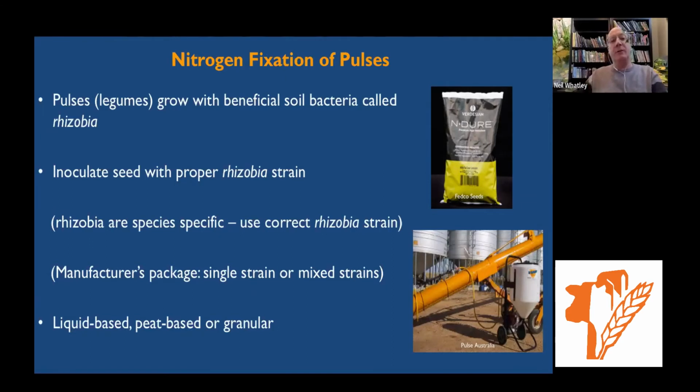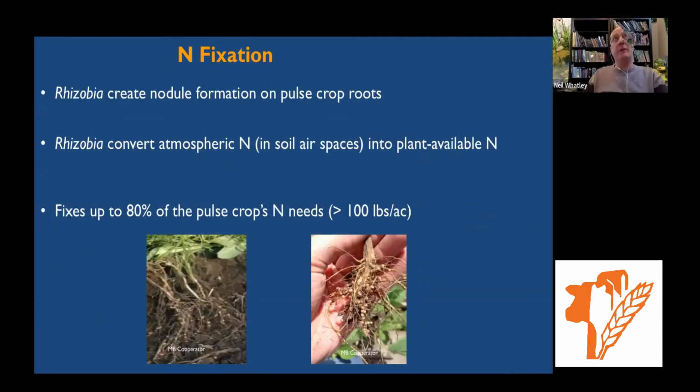Pulses, like all legumes, are well known for nitrogen fixation. Pulses are legumes, and they grow with beneficial soil bacteria called rhizobia. I'm sure many of you are aware of this, and it's not anything too new, but I'll review it a little bit. We inoculate the seed of our pulse crops, pea, lentil, or other pulse, with the proper rhizobia strains. Rhizobia are species specific, so you need to use the correct strain. Many manufacturers have mixed strains now. You can buy a single strain, or a mixed strain that has rhizobia for various pulses all in one bag. We do this liquid-based, peat-based, or granular. The research shows granular is a bit more effective, but not terribly much, so peat-based and liquid-based are also fine.